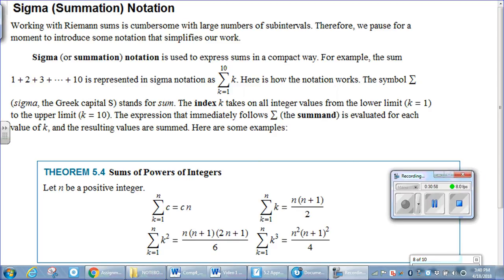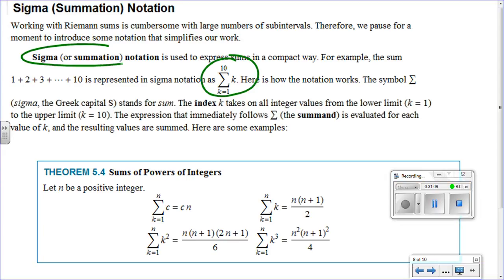Working with Riemann sums is cumbersome with large numbers of sub-intervals. Therefore, we pause for a moment to introduce some notation. We've been using it already, sigma. And so, of course, what's the purpose of doing all these rectangles? Do you guys remember what the main concepts of calculus are? Integrals, differentials or derivatives, and what was the first thing we did? Limits. Okay, limits.